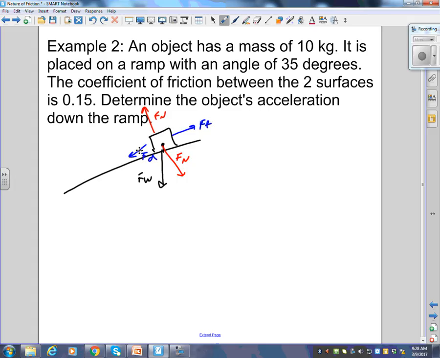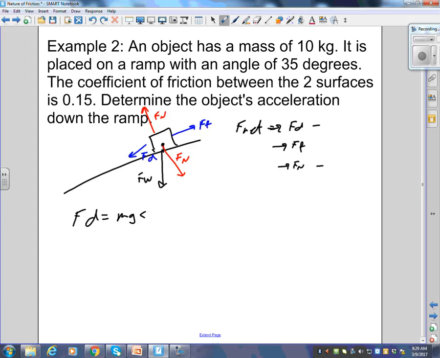Well, to determine the object acceleration, the first thing I'm going to need is my net force. And the net force is going to be made up of the FD and the FF. FD we have a formula for, mg sine theta. FF we have a formula for, mu equals FF over Fn, but we don't have Fn, do we? But we do have a formula for Fn, don't we? Fn is equal to mg cos theta. So let's do those two formulas right there.